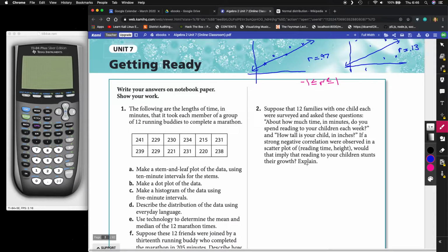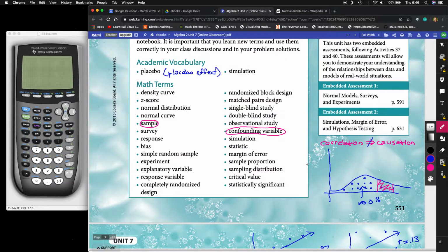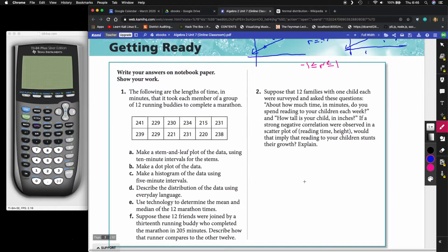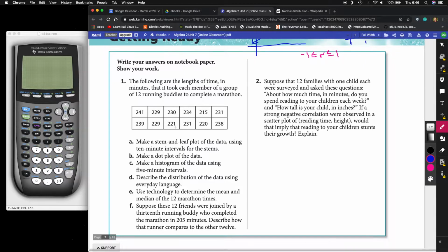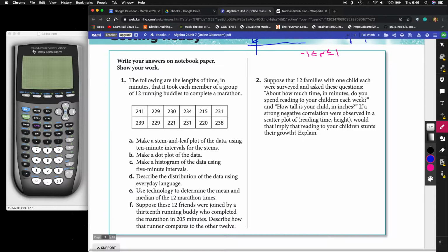So anyway, let's scroll down a little bit because I think we've gotten through most of this. There are some things I didn't talk about, but we'll talk about these as we go through this unit. All right, so here we go. We're going to go through these very quickly, and I'm mostly going to do this on the calculator and talk a little bit about it. The following are lengths of time in minutes that it took each member of a group of 12 running buddies to complete a marathon.